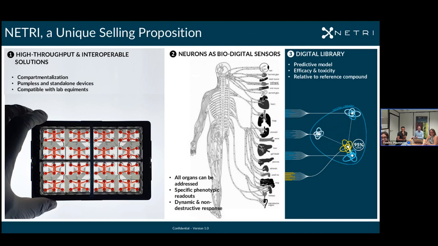So the idea behind the technology of Netri is to also be capable of using the neurons as a sensor, as a biodigital sensor. That means that the organ can be addressed using this high-potential technology. In addition, we get dynamic responses that are also non-destructive, specifically when we talk about electrophysiology. Finally, we are building a digital library that will ultimately allow us to provide a model of productivity and efficacy as well as toxicity.